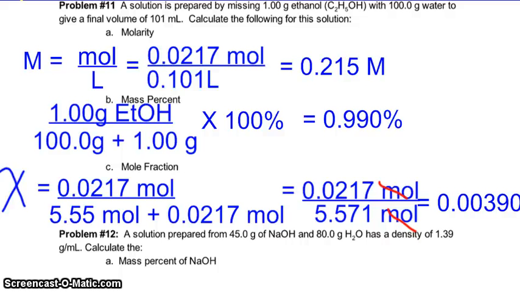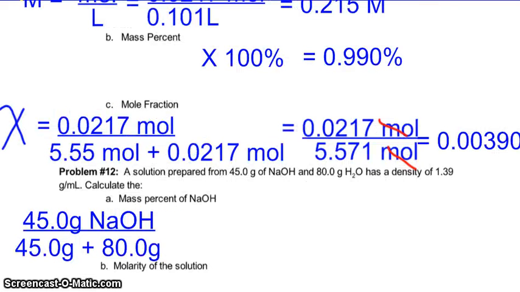So why don't you go ahead and pause this and see how you do with problem 12. And when you are done, I'll be right back. Okay, so we have another one. Problem number 12: a solution prepared from 45 grams of sodium hydroxide and 80 grams of water has a density of 1.39 grams per milliliter. Calculate the mass percent. So if you remember, the mass percent means part over whole.